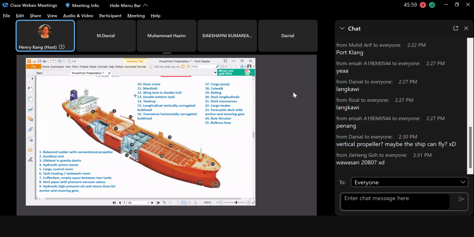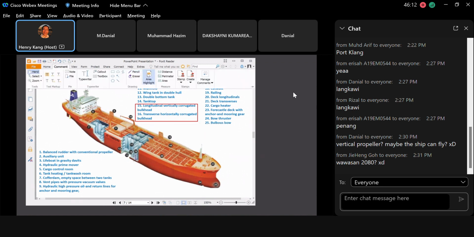If you go to 15 and 16, you see the so-called bulkhead. A bulkhead, or BHD, is a compartment which is already fully isolated. Normally, bulkheads are used to isolate the liquid from one location to another. That means it's a full tank, a tank compartment. So it is a bulkhead.